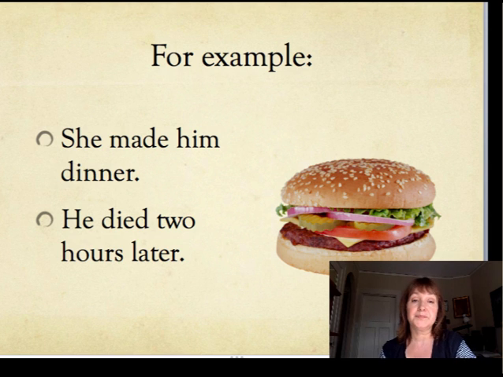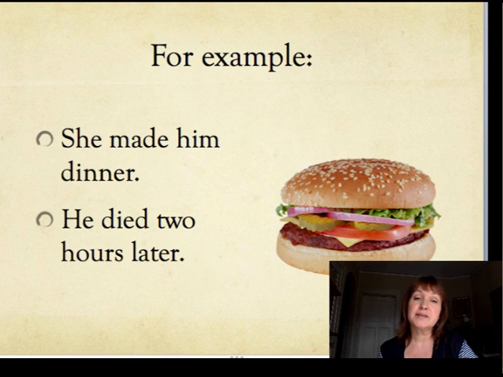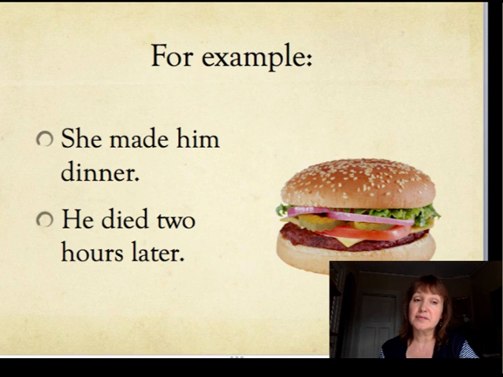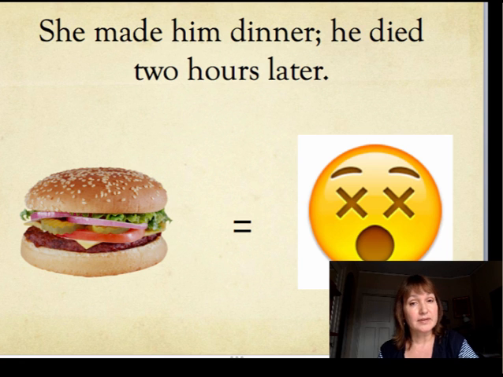Here's another example. She made him dinner, a complete sentence. She is the subject, made him dinner is the verb. We have another sentence. He died 2 hours later. He is the subject. Died 2 hours later is the verb. If we want to show causation between these two events, we use a semicolon and sentence pattern number 1. She made him dinner; he died 2 hours later.